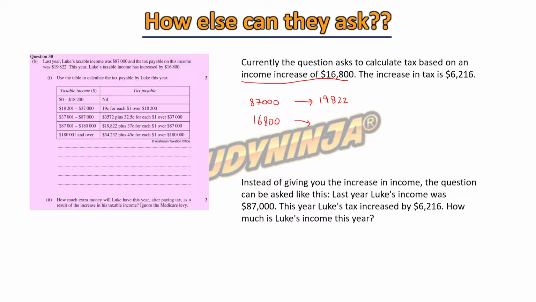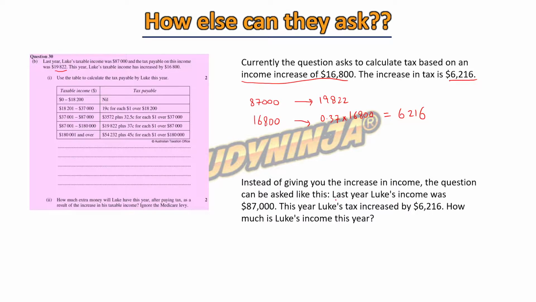So the tax payable this year would be, up until 87,000, it's already what was paid last year, 19,822. So the extra that would be paid would be 37 cents for the extra 16,800. So that number should be 6,216. So the increase in taxes is 6,216. Instead of giving the question to you in this way, they can make it a bit tricky.